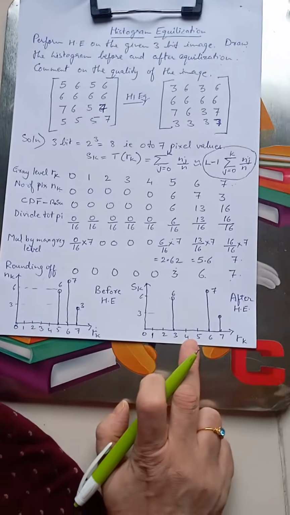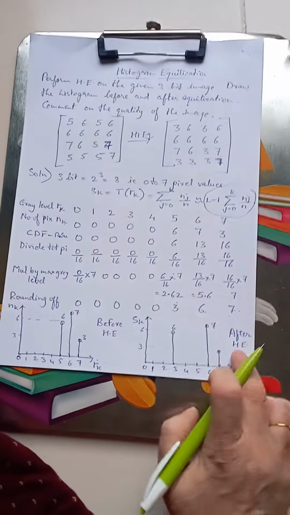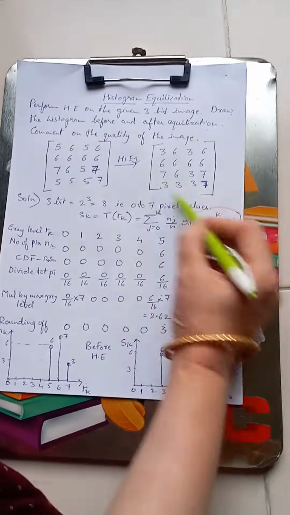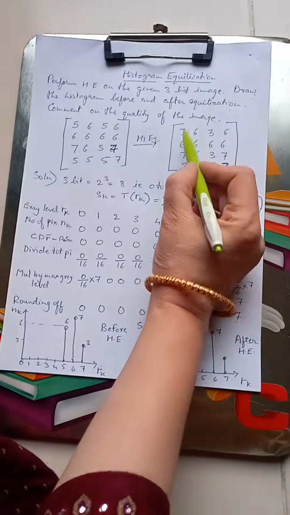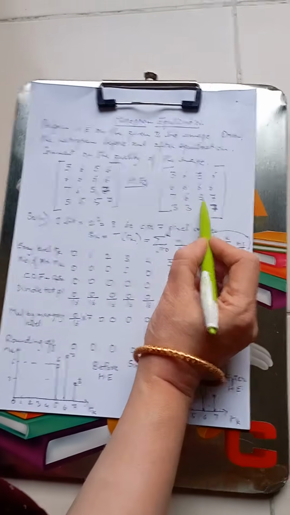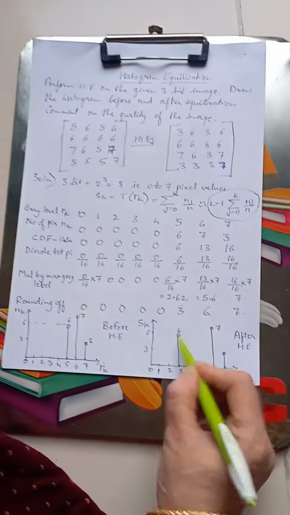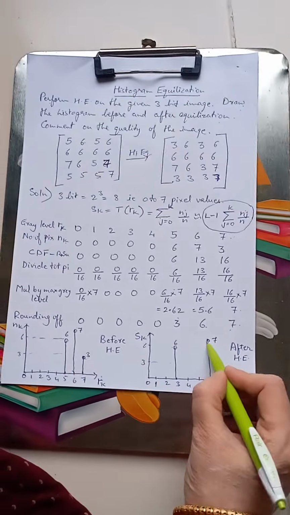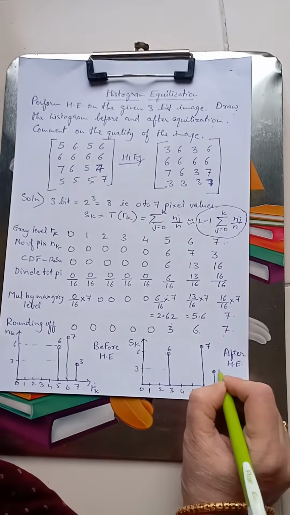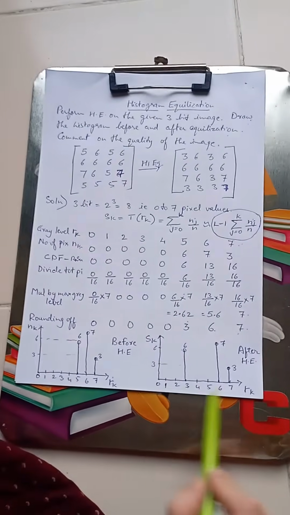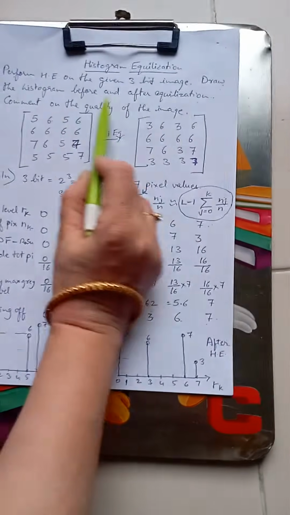Similarly, I have drawn the histogram after histogram equalization. For this image, 3 is repeating 6 times, 6 is 7 times and 7 is 3 times. So this is my histogram after histogram equalization. This part is also completed.